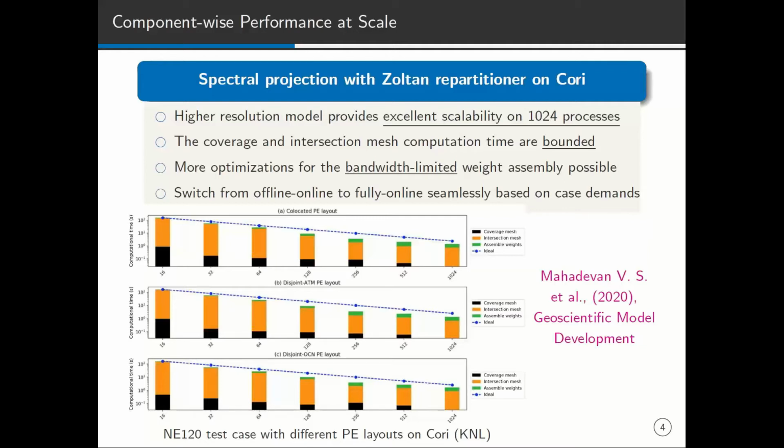The matrix vector application, we can still perform quite a bit of acceleration. We haven't even tried to optimize the sparse matrix vector applications yet. And the switch to fully online computation from an offline online model is actually seamless because the underlying API is exactly the same. So there is no difference whatsoever from a consumer standpoint in using this MOAB Tempest remap stack.